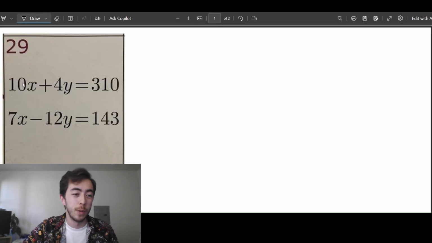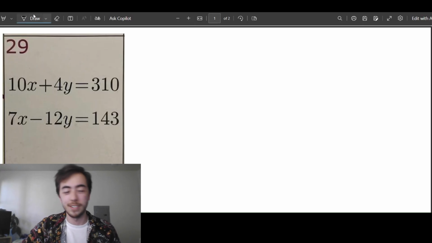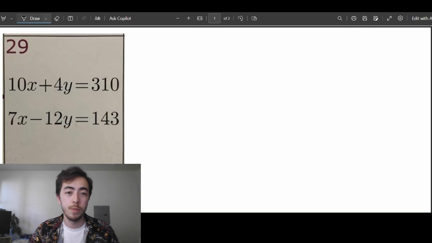I just did a little bit of quick math in my head. I was like, if this is 290, then adding the 20 means y is 5. But that's a little secret. We're not supposed to really know that x is 29 right now. Let's try to solve it, maybe using 3 different ways.